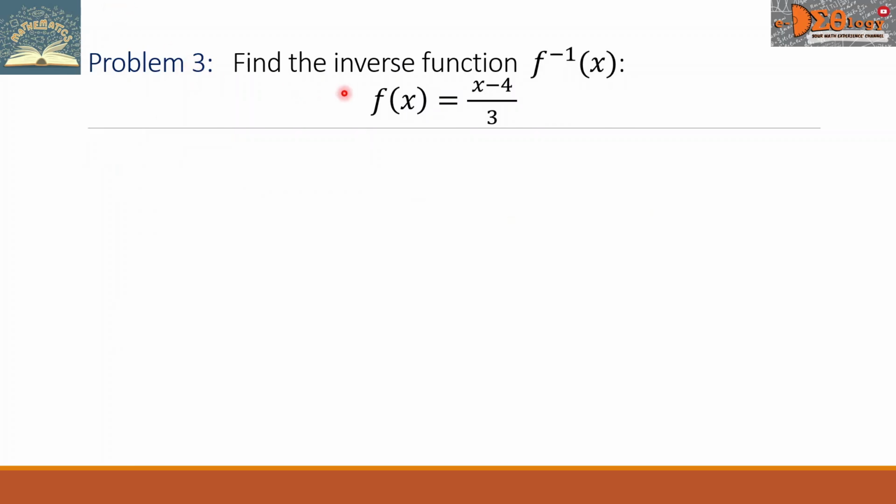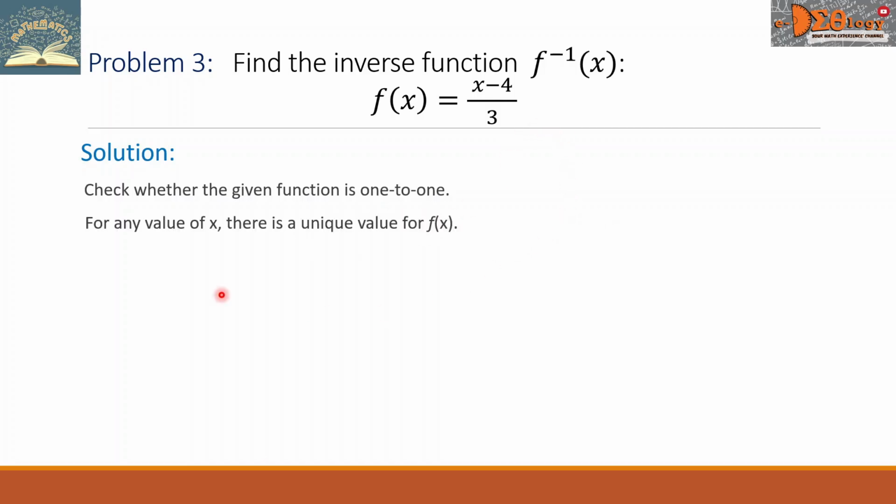Problem 3. Find the inverse function f inverse of x. f of x equals x minus 4 all over 3. We check first whether the given function is 1-to-1. And yes, it is. That means for any value of x, there is a unique value for f of x. Now we rewrite our function using y instead of f of x. So we have y equals x minus 4 all over 3.